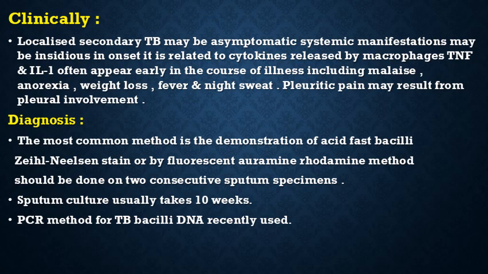What else do we have in those patients? The characteristic features in those patients are fever and night sweats. So the night sweats and anorexia, loss of appetite, and sometimes loss of weight, because of the cytokines that are produced or secreted by the macrophages, which are tumor necrosis factor and interleukin-1.